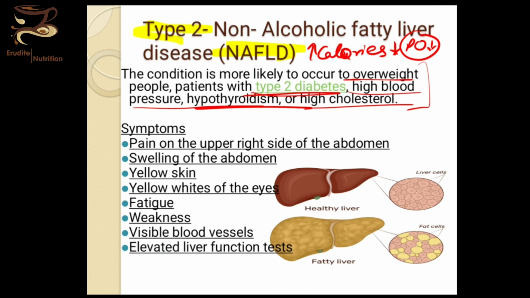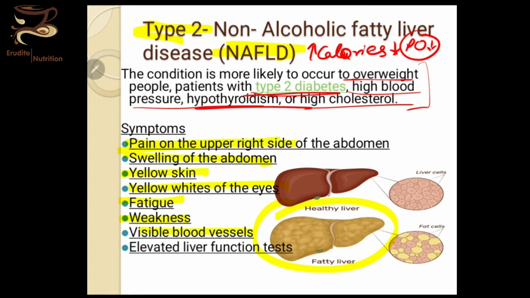So in this case also, what are the symptoms that we see? A pain in the upper right side of the abdomen. Swelling of the abdomen, why? Because the size of the liver has increased due to fatty infiltration. Yellow skin or yellowness of the eyes. This can be caused when the bilirubin is not filtered out properly from the body. Fatigue, general weakness. Why? Because the liver is supposed to make all the proteins that help our body in repair and building new cells. So when the proteins are made in lesser amounts, it will cause weakness and fatigue.